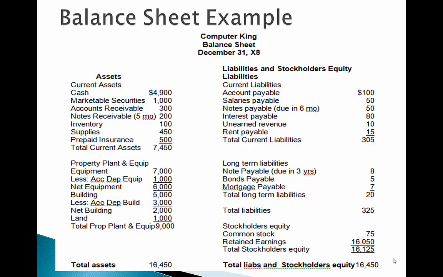Then we have our stockholders' equity. We have our common stock, which is $75. We have our retained earnings that we got from the retained earnings statement on the previous page, $16,050, for total stockholders' equity of $16,125, and then total liabilities and stockholders' equity is $16,450. And it's no coincidence that they match total assets. Total assets will always equal total liabilities plus stockholders' equity.